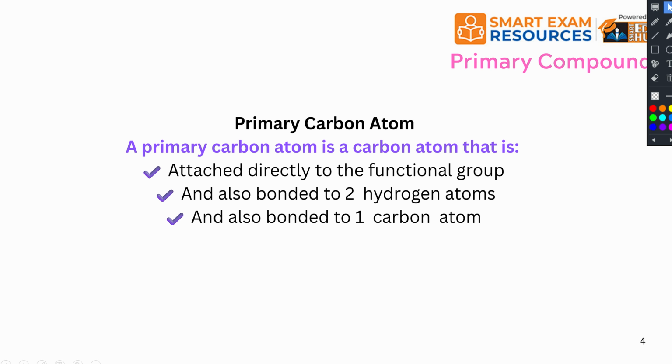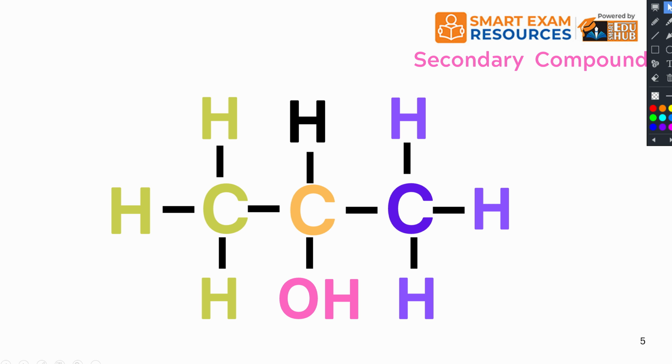So this is a short note on what we have learned about the primary alcohols or primary compounds or primary carbon atoms. So a primary carbon atom is a carbon atom that is attached directly to the functional group and is also bonded to two hydrogen atoms and also bonded to one carbon atom. So whenever you find such a compound, you can easily call it a primary compound and the carbon atom can be called a primary carbon atom. So now let's move ahead.